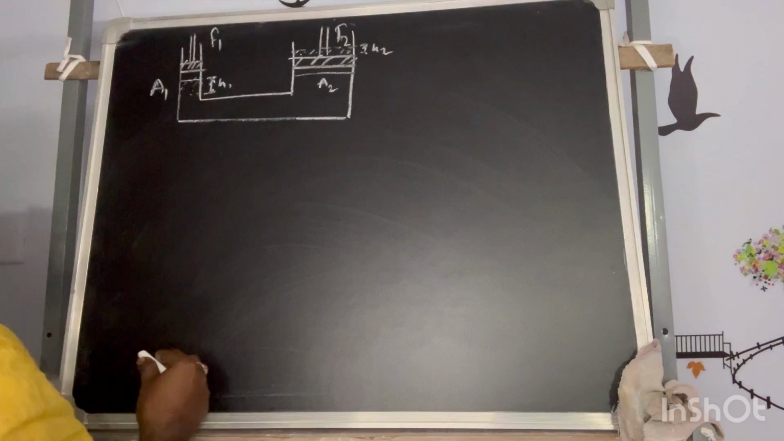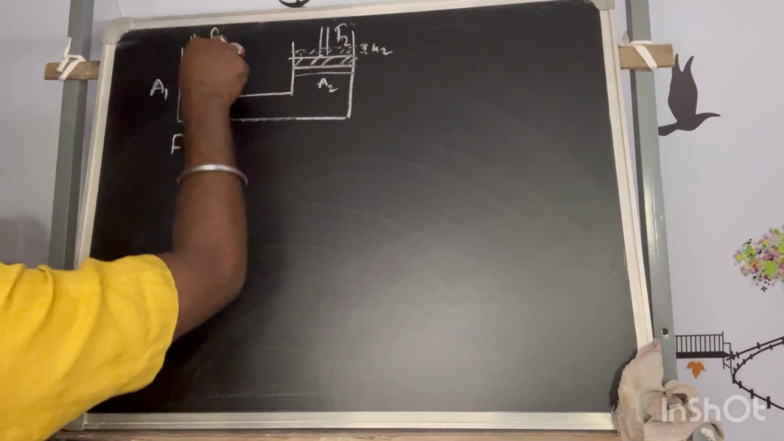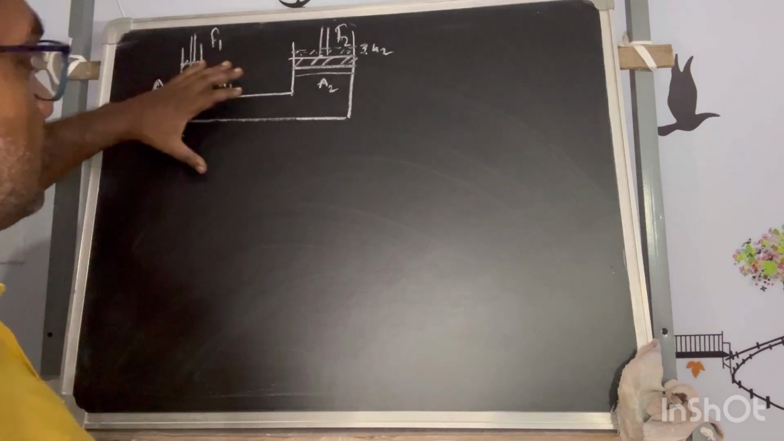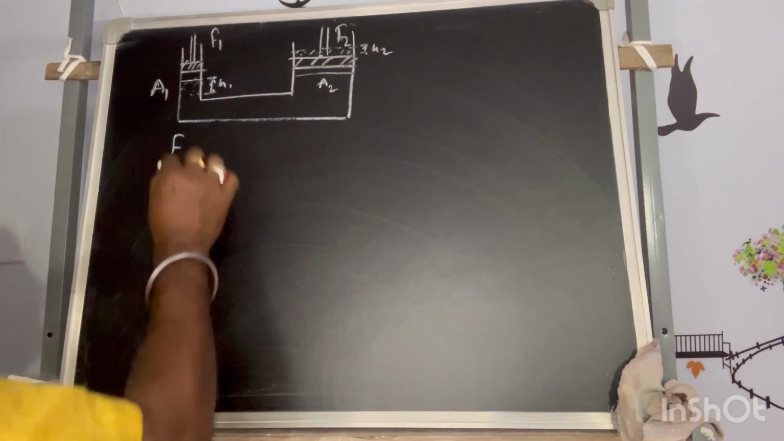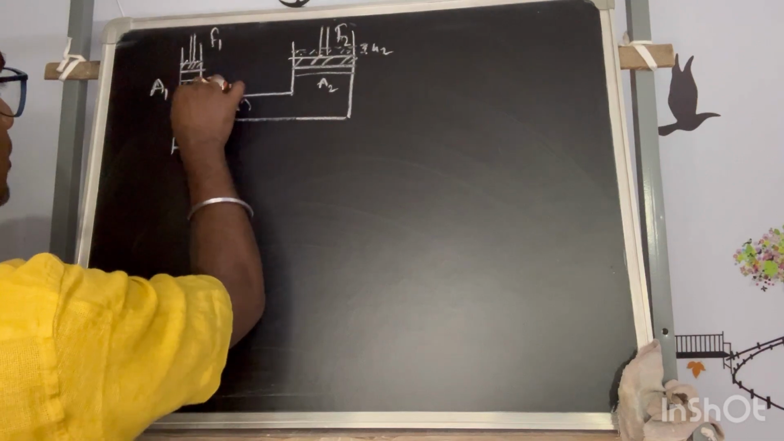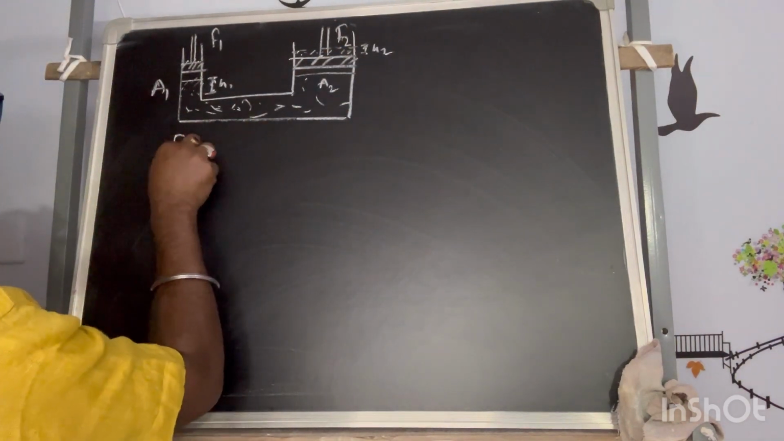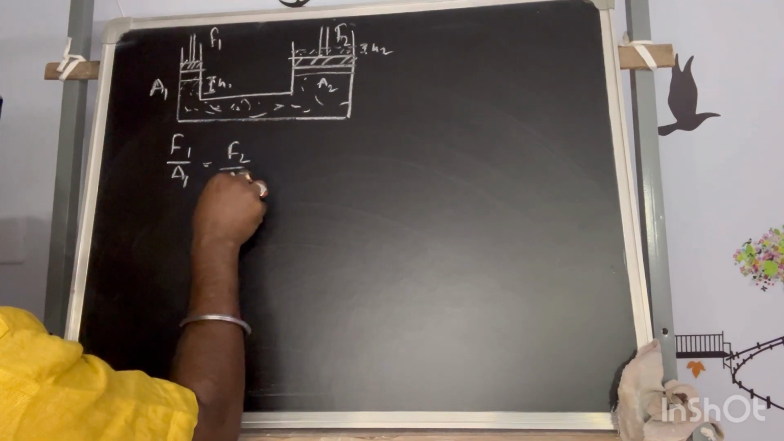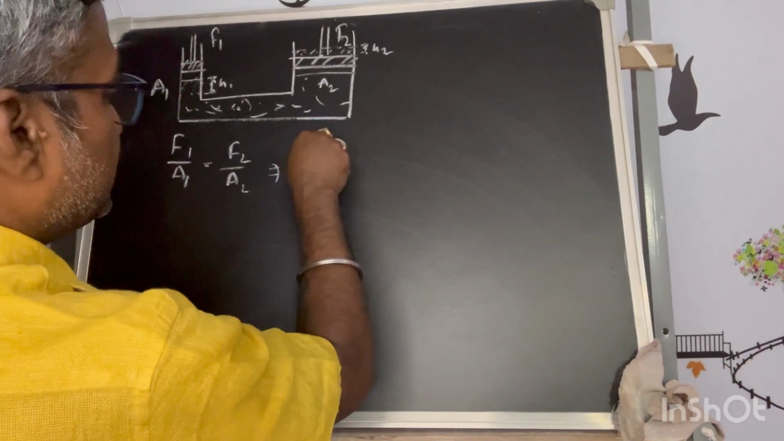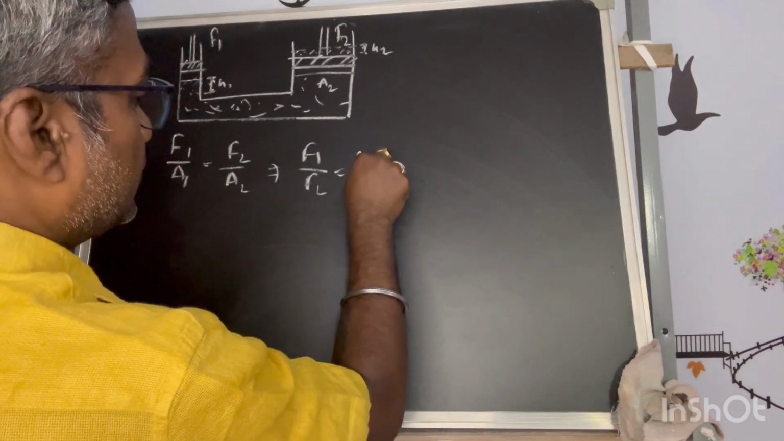another H2. So from there we have understood that if I equalize the pressure, because this is a closed vessel and the fluid inside is incompressible because we are working with an ideal fluid, then F1 by A1 is equal to F2 by A2 by equalizing the pressure. From there we have established F1 by F2 is equal to A1 by A2.